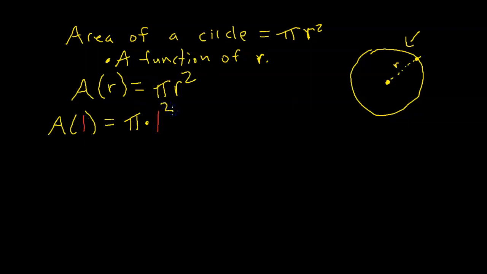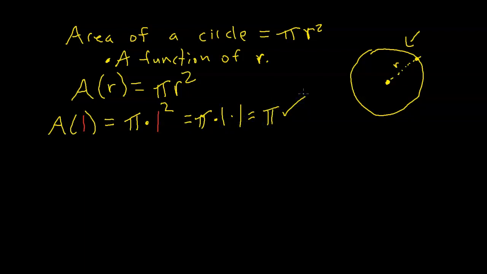See what I did here? Our general formula was a of r equals pi times r squared. We're evaluating for r equals 1, so wherever r appears in the formula, we are just going to replace it with the number we're using. So a of 1 equals pi times 1 squared. That's equal to pi times 1 times 1, right? Which is just pi. All right, that was a pretty easy example.